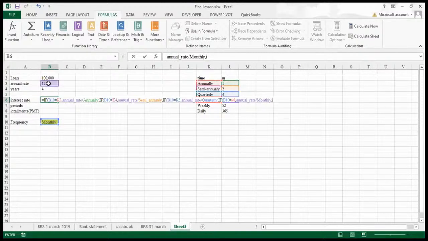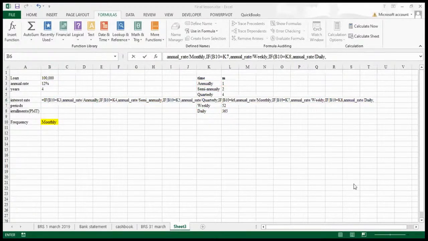comma, if, click my tab button, frequency here is equal to weekly, comma, then it should take the interest rate divided by the number of weeks in a year, which is 52, comma, if, click my tab button, the frequency here is equal to daily, comma, then it should take annual rate divided by the number of days in a year, which is this, comma, until you pick all those items.